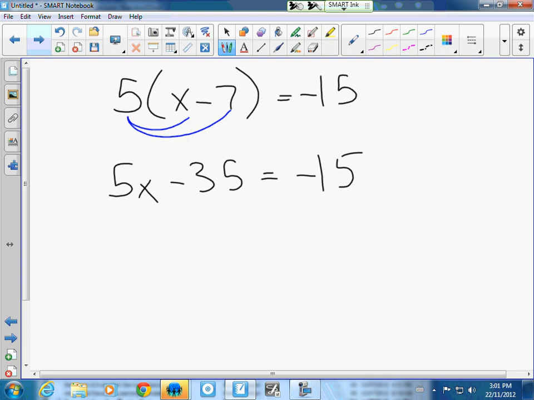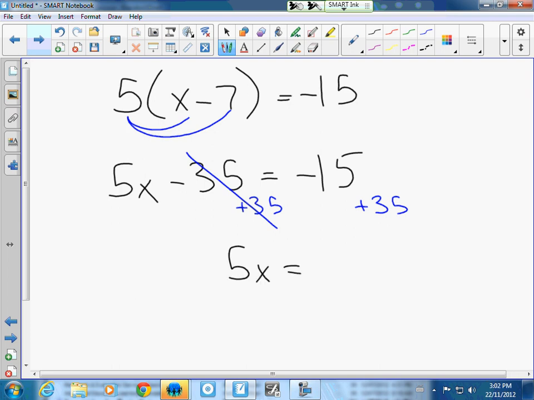Right? What are you going to move first? Negative 35. Thank you. We're going to move the negative 35 first. So what's the opposite of negative 35 or subtracting 35? Plus 35. So what do we do to the right-hand side? Plus 35. Yes, these are gone. What are we left with on the left?